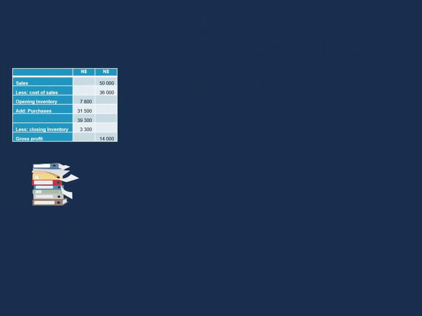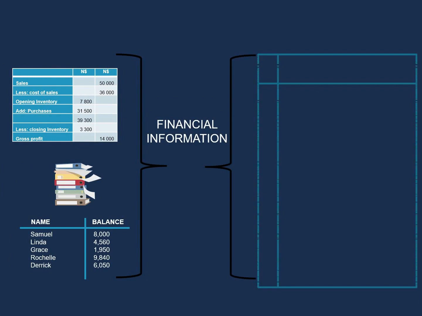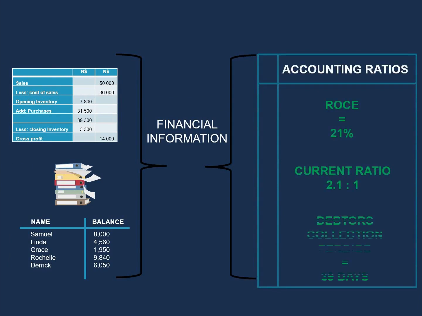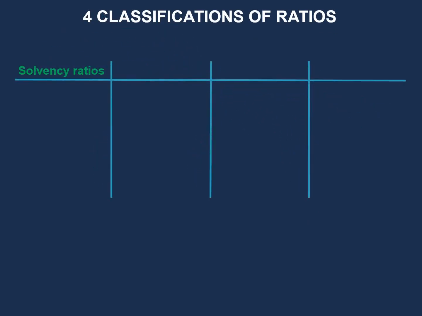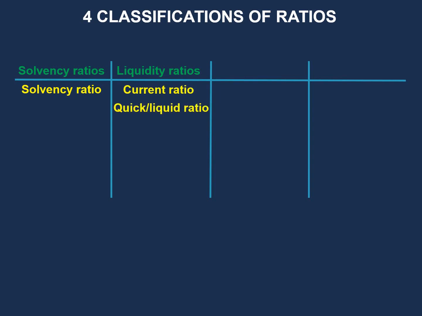Now, an accounting ratio is an analysis that shows how financial information is expressed. Now, there are 4 classifications of ratios. We have our solvency ratios. This is our solvency ratio. Then we have our liquidity ratios, which comprise our current ratio and quick or liquid ratio.